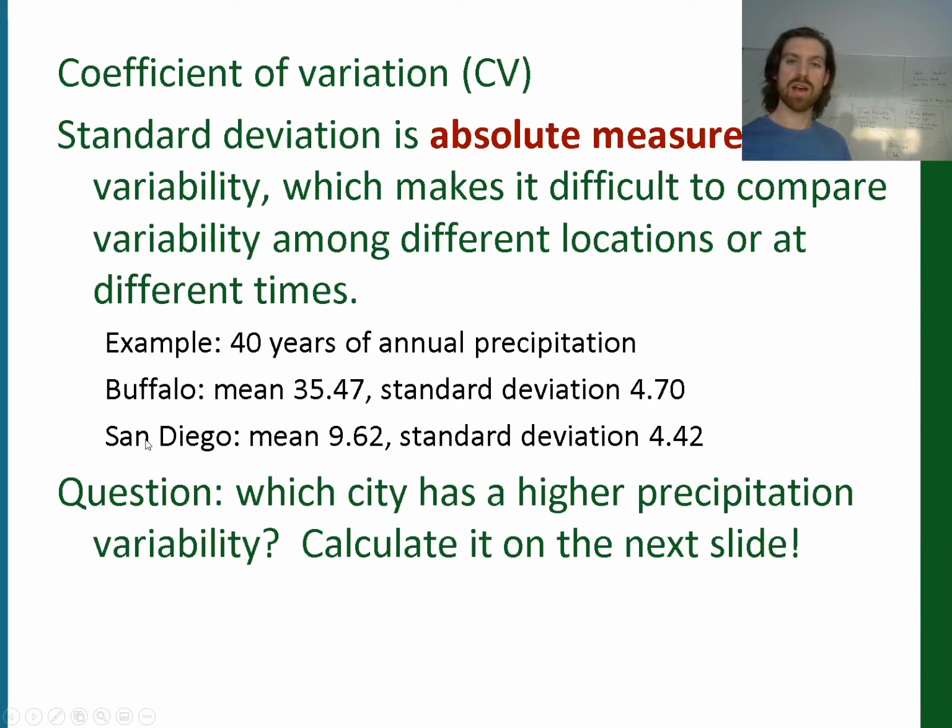And then we have the data for San Diego, obviously a lot hotter, a lot further south, probably rains a lot less. It's in California after all. And therefore the actual mean for the level of precipitation is a lot lower. It's about 9.62. And the standard deviation is quite similar overall for most values. But what we may be interested in is what the variability is between these different cities. So which city has the higher variability overall?